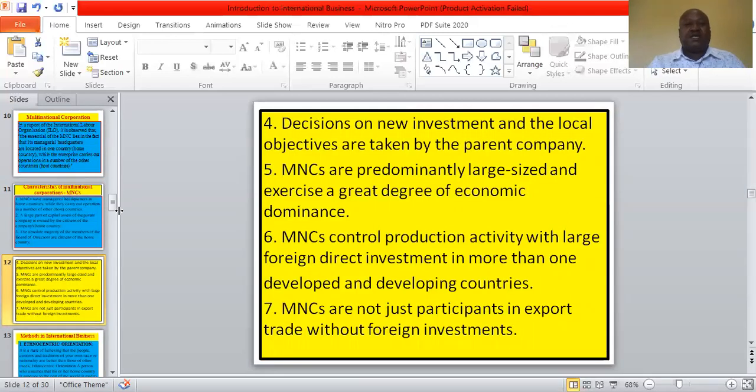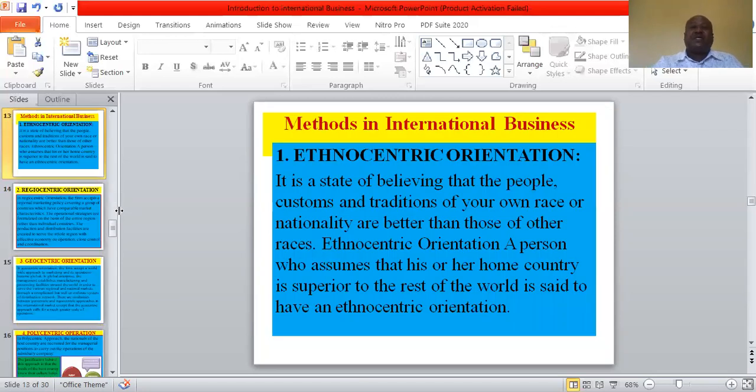Seven, multinational companies are not just participants in export trade without foreign investments. I think those are the characteristics we shall look at in detail at some future date. Let's look at methods in international business.